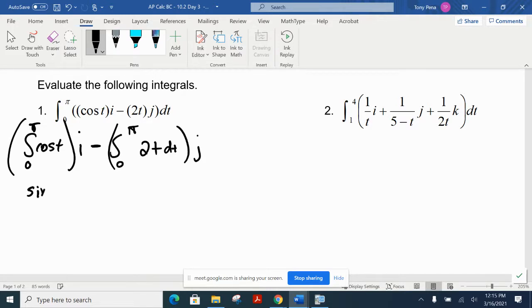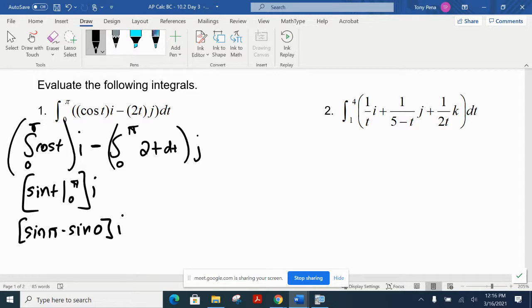So we're going to do the antiderivative of this. That's the sine of t from 0 to pi. Plug in your upper limit minus the lower limit. The sine of pi is 0, and the sine of 0 is 0. So we're going to get a 0i. If that's the case, you don't necessarily have to write the 0i. You could just leave that blank, but I'm going to leave that just so we know it's there.